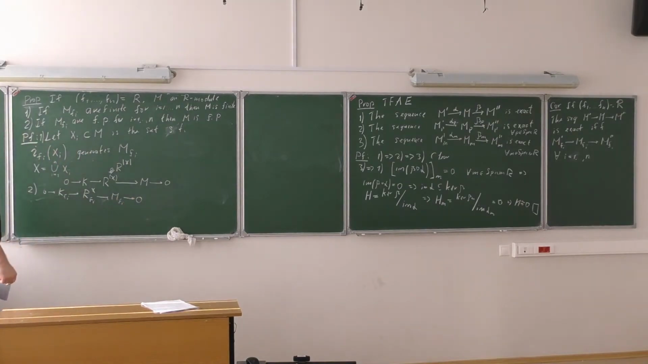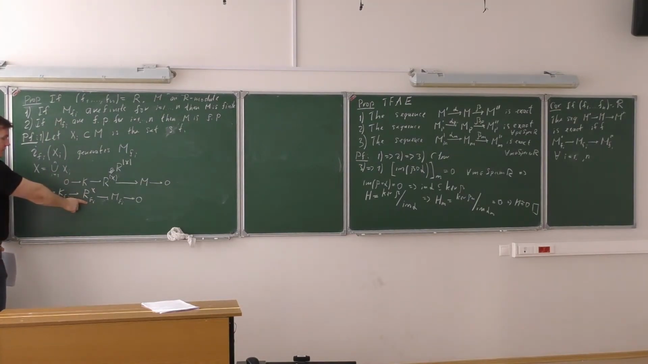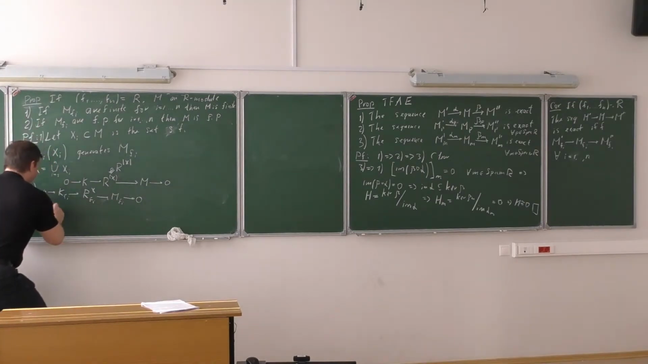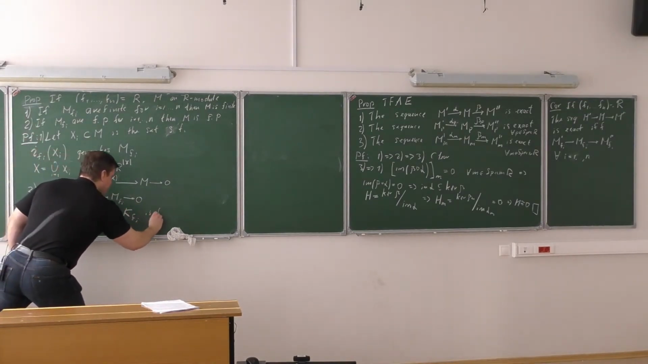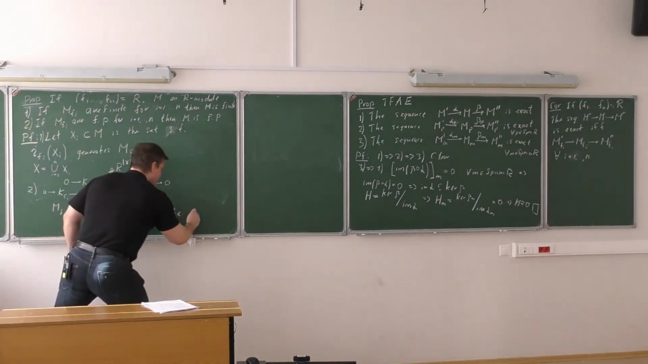The sequence for any I. And now it is given to me that M_{f_i} are finitely presented. And this is a finite free module. So I know that this has to be a finite module. M_{f_i} finitely presented, as M_{f_i} is finite. This is finite, and again, this is all finite.